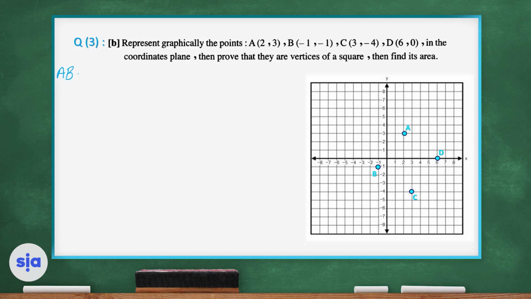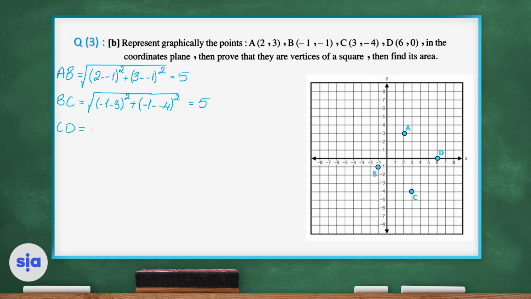To find the length of AB, it is the square root of (2 minus negative 1) all squared plus (3 minus negative 1) all squared. Then the length of AB is equal to 5. Let's now find the length of BC in the same way. Square root of (negative 1 minus 3) all squared plus (negative 1 minus negative 4) all squared. Then the answer of this one for sure will also be 5.